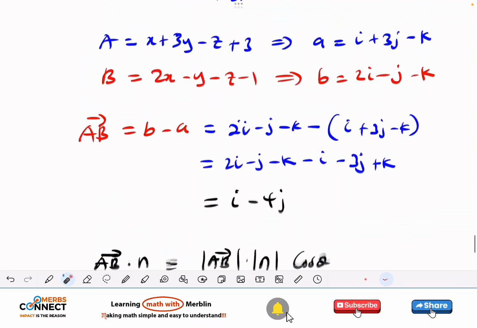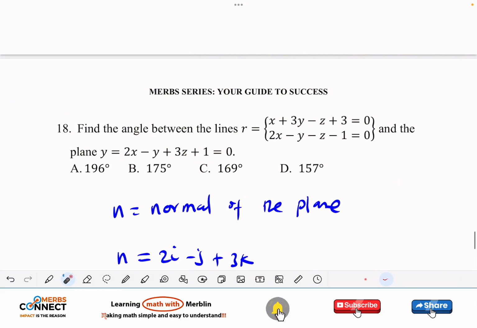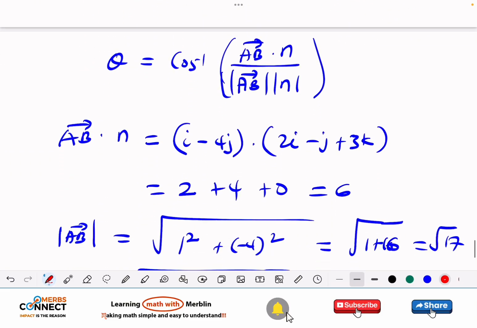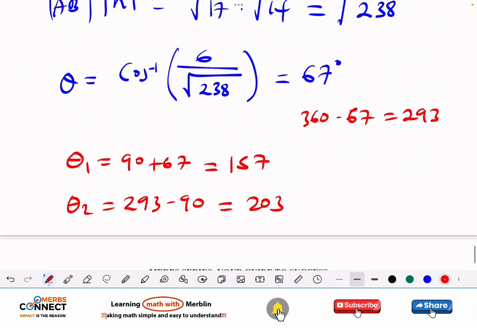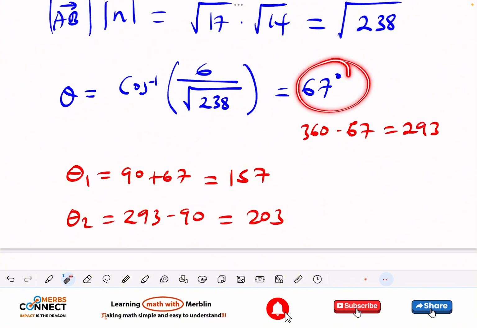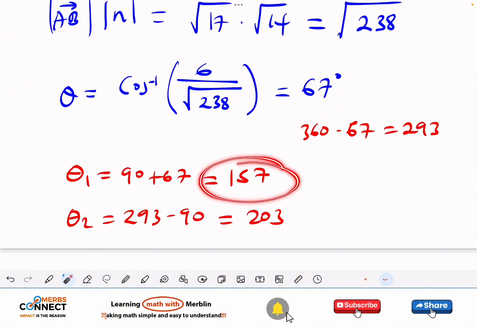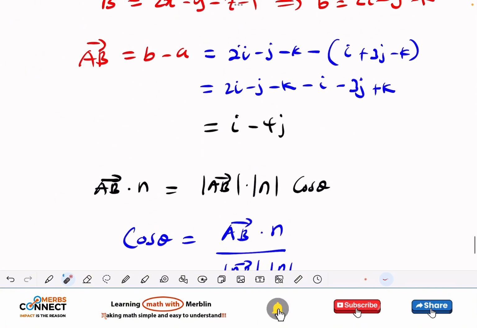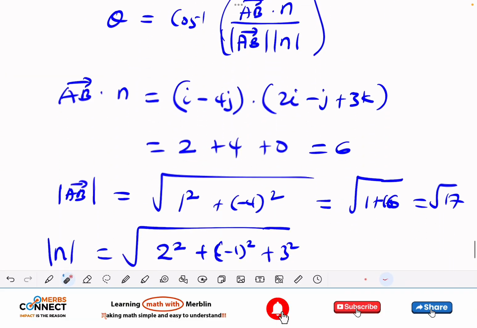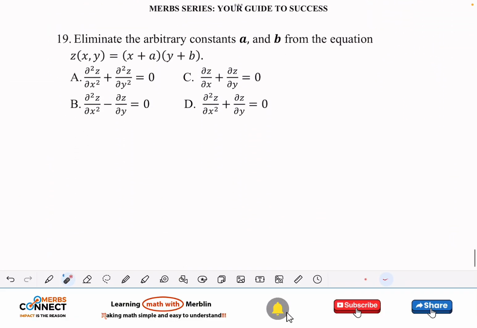So 157 and then 203. Which one is there? Okay, we have this one here. So we have the 157. So here, even if you didn't subtract this from 90, you should have gotten it right. You just add 90 to this one, and then you get to the 157 right there. So that's question 18. Let's look at question 19.